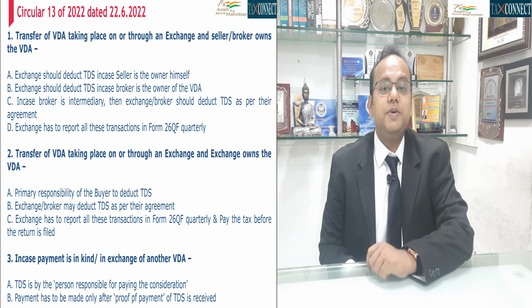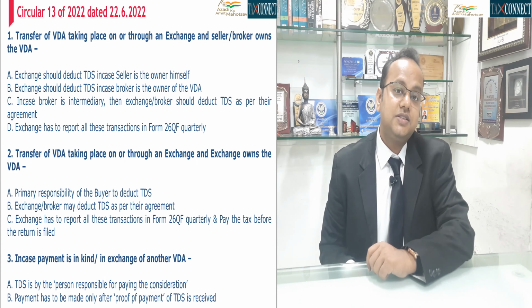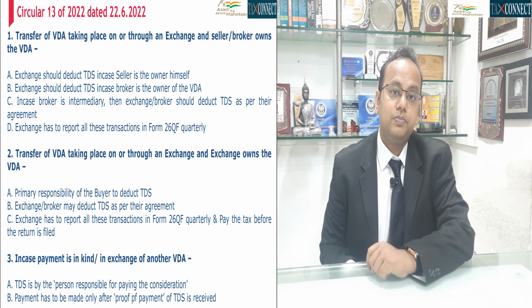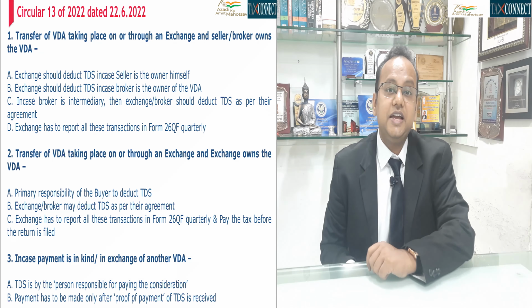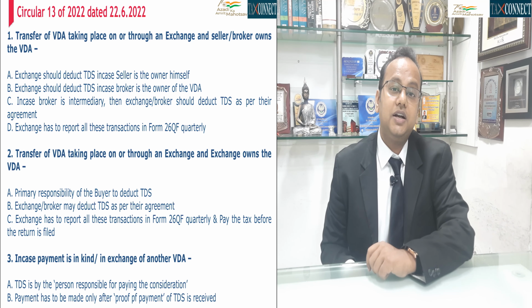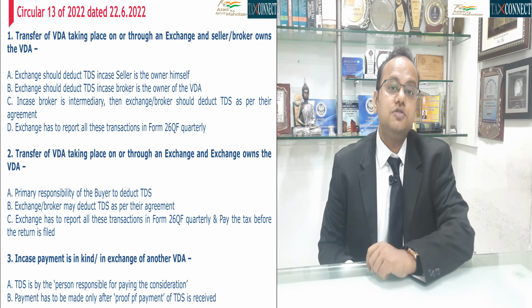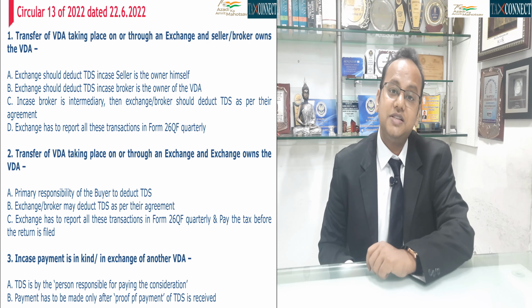Now, a major burden has been cast under 194S on crypto or VDA exchanges. In case the seller or the broker is the owner of a VDA which is being sold through an exchange, then it is the exchange who would deduct the TDS. In case a broker is a mere intermediary, even then there can be an agreement between the exchange and the broker that the exchange would be liable to deduct and pay the TDS under 194S, as has been clarified in this circular. The exchange would be required to fill in Form 26QF to disclose all these transactions.